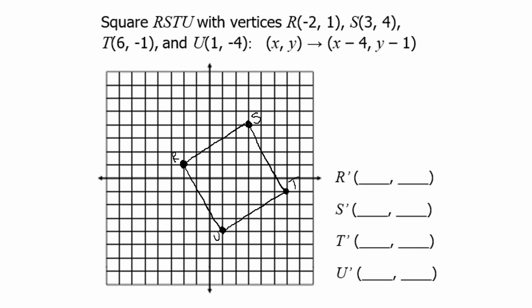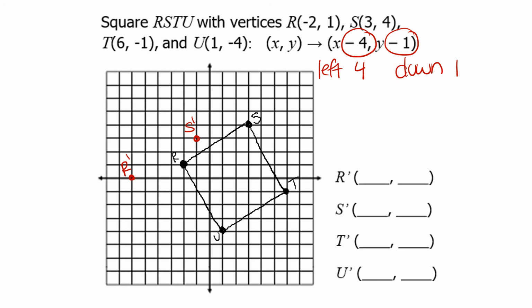For this problem, we have square RSTU with vertices R at -2, 1, S at 3, 4, T at 6, -1, and U at 1, -4. We are going to translate this shape left 4, because it's negative, negative is left, and down 1, down because it's negative. So we're going to start with point R, and we're going to go left 4 and down 1, labeling that point R prime. Point S again, we're going to go left 4 and down 1, labeling it S prime.